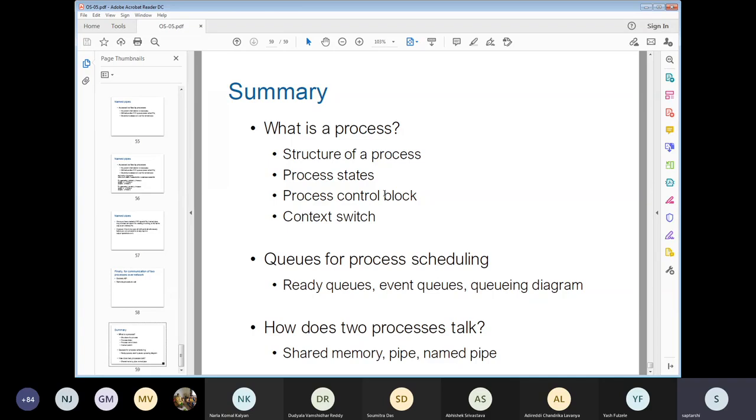And yes, the process control block is used by the kernel to maintain records about a process. So every process has a PCB. And then we briefly discussed what happens during a context switch. Suppose process A was running on the processor, and the kernel was allocated the processor.